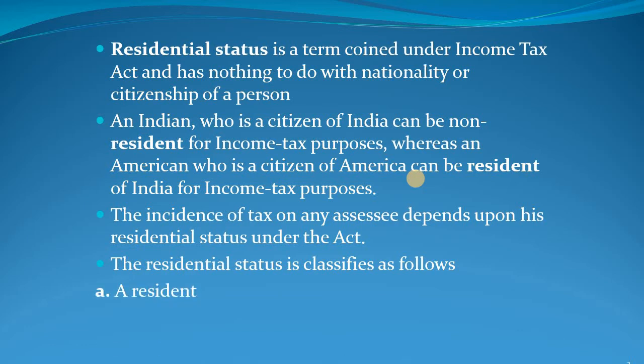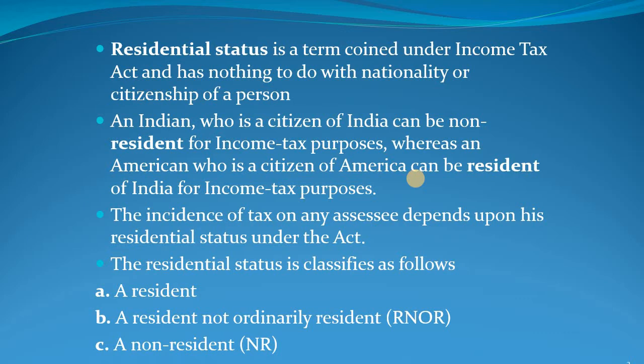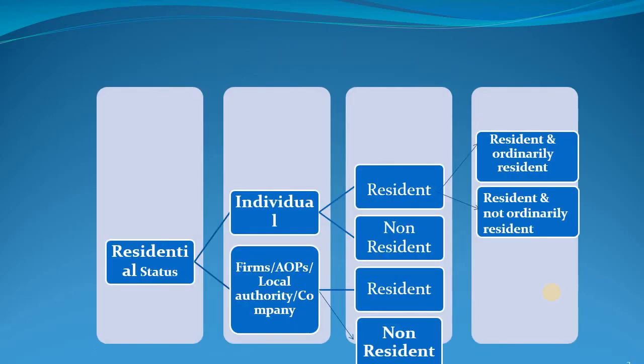Then residential status is classified as follows. First one is resident. In resident itself there are two classifications, ordinary resident and not ordinary resident. So that is the second one, resident but not ordinary resident. Then the third one is non-resident. I will explain this in this particular chart.